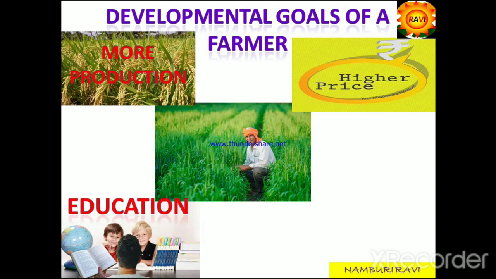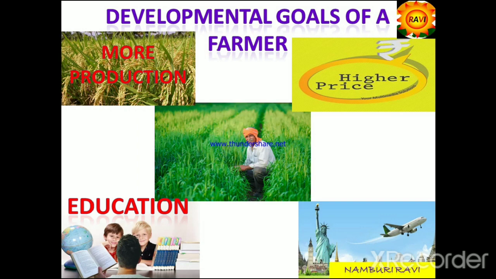Then the third developmental goal of a farmer is that he should provide a good education to his children. He is basically depending on the agricultural sector, but he doesn't want to see his children work in the agricultural field. He wants to see his children in the best and better position. That is why he wants to provide a good education to his children. That is the third developmental goal of a farmer.